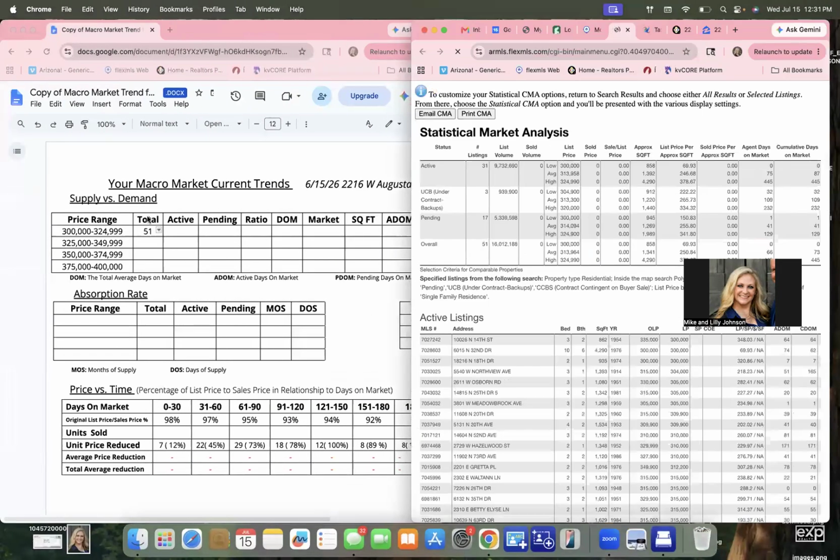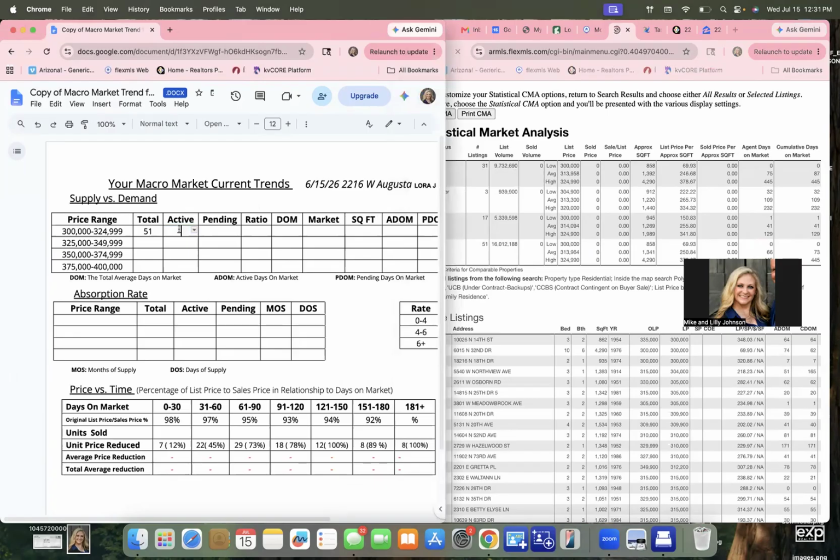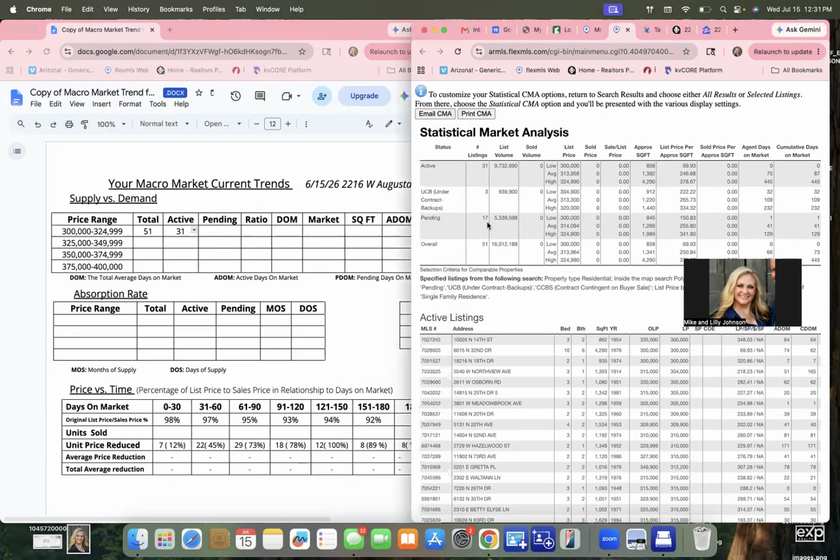Okay. So now I'm looking at active. It's 31. If there were coming soon, I would include those in the active. So I'm just gonna do 31. And then pending, I'm going to do 17 plus the 3. So 17, 18, 19, 20.